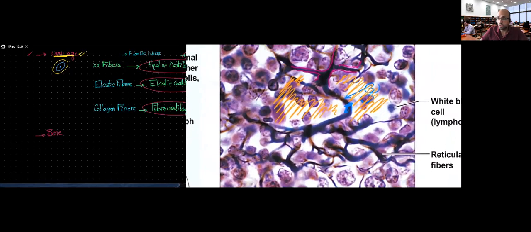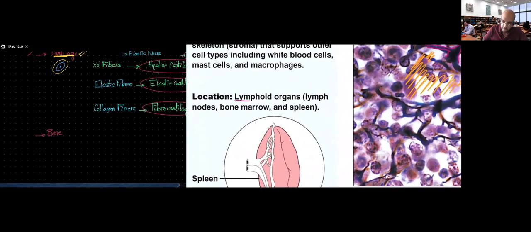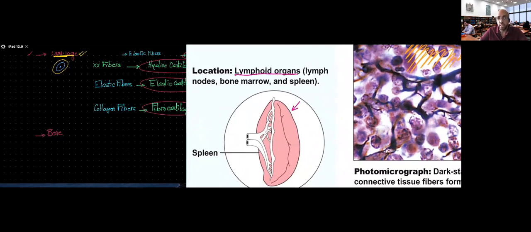Moving on to the next tissue, we've seen branching fibers, and they have a lot of spaces in between. In those spaces, you're going to have a large number of blood cells, mostly immature blood cells, mainly white blood cells. Where can I find the reticular connective tissue? It's mainly in my lymphoid organs, like the spleen, lymph nodes, and bone marrow. Those are the sites in your body where you keep large reserves of white blood cells.